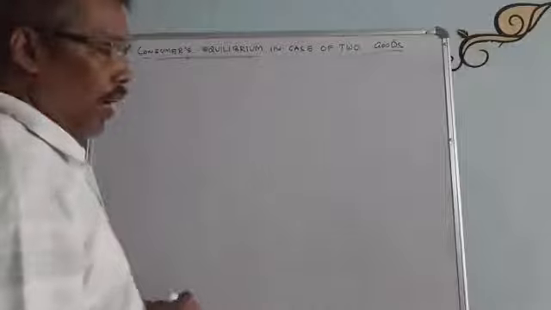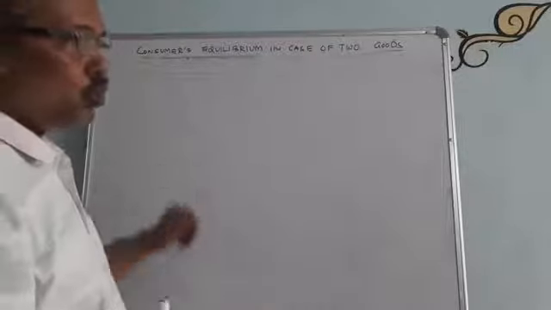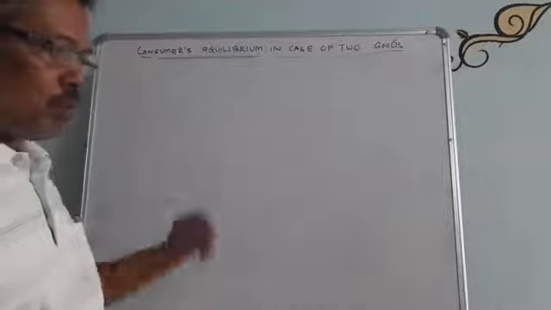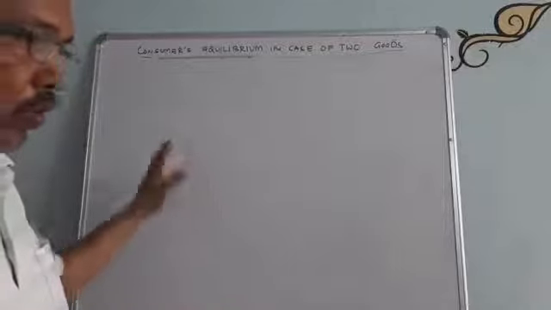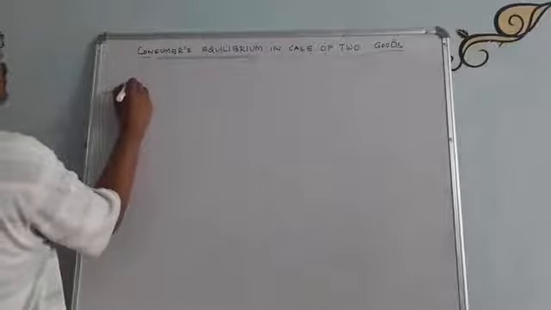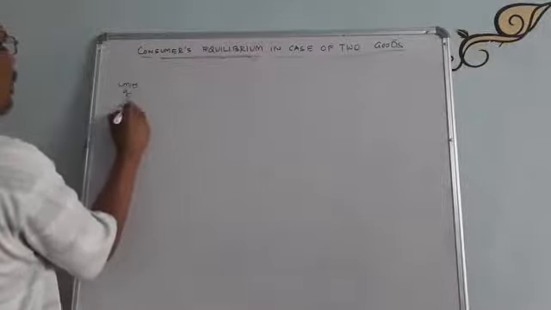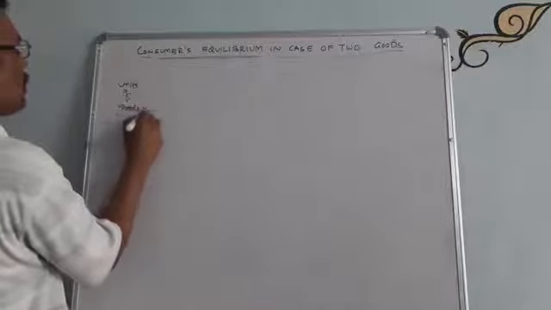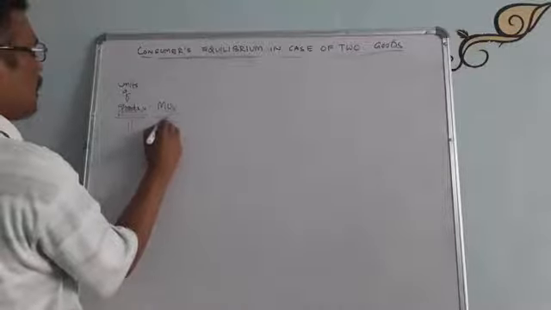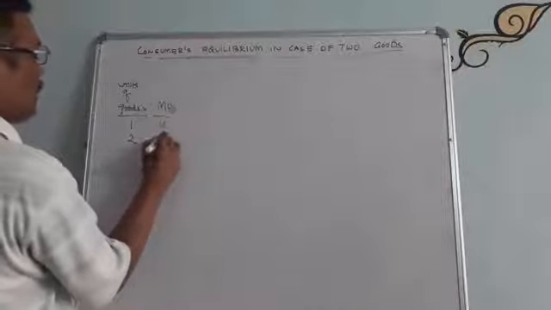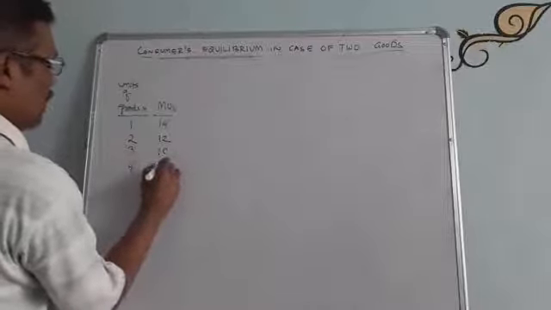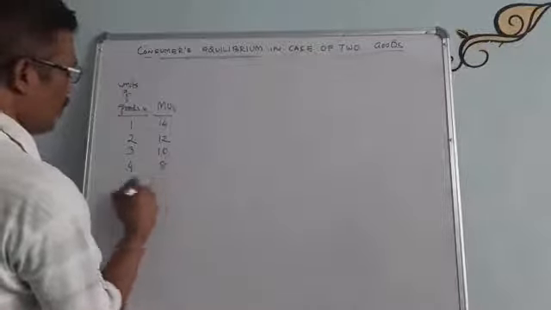So from the above analysis of the two goods case in our table, the goods X table of marginal utility and the goods Y marginal utility table, we can compare it. Suppose units of goods X and marginal utility of X. First unit, marginal utility is 14, second unit 12, third unit 10, fourth unit 8, and fifth unit 6.